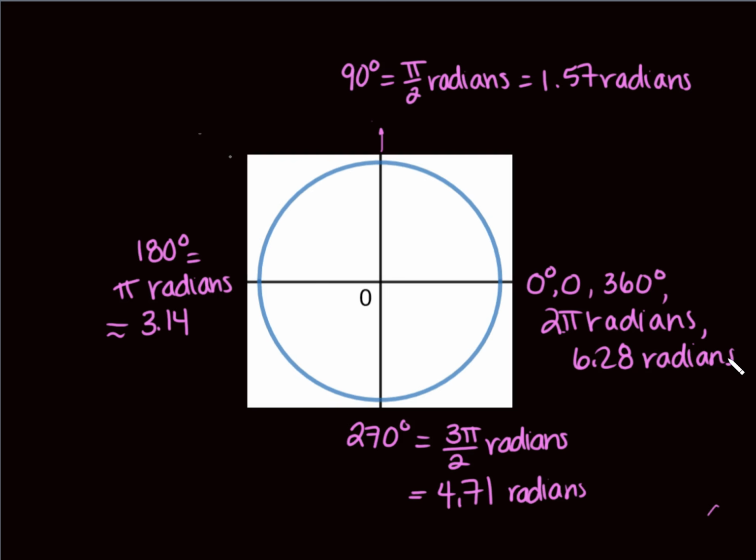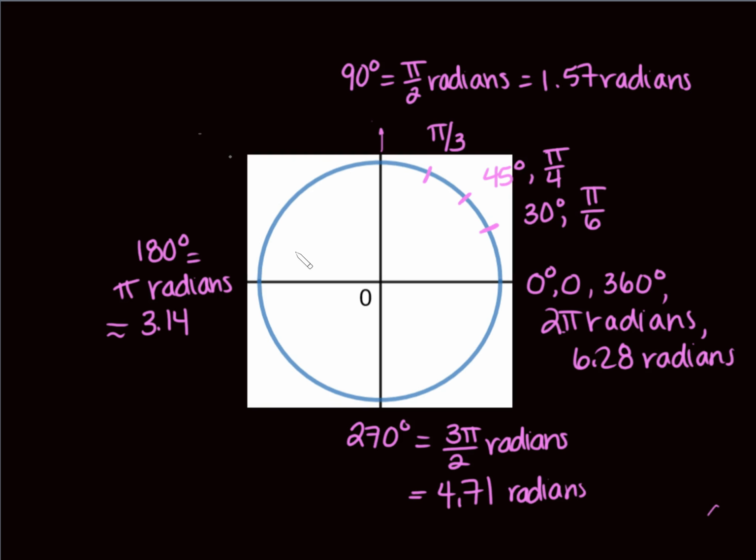Some other ones that are kind of important that I'm going to go ahead and put on here, that we'll talk about later, but this is going to be 30 degrees. And 30 degrees is going to be the same, we saw this before, as pi over 6 radians. If I cut pi over 2 in half, this is 45 degrees, and that's the same as pi over 4 radians. And then this right here we saw was pi over 3.